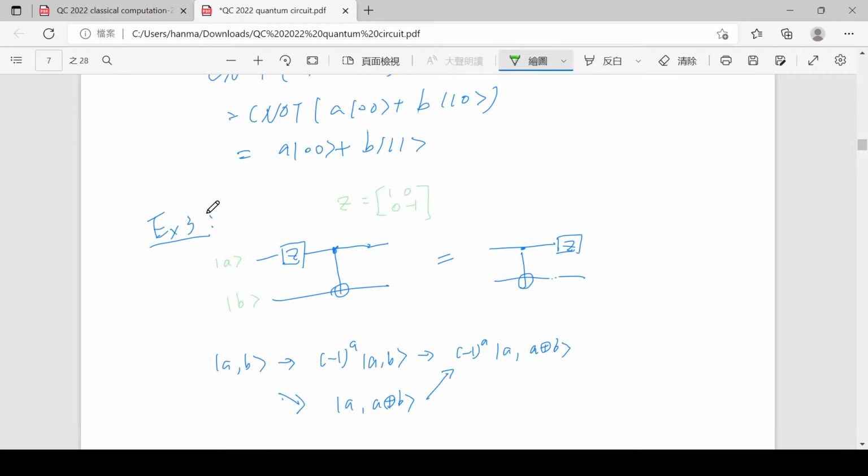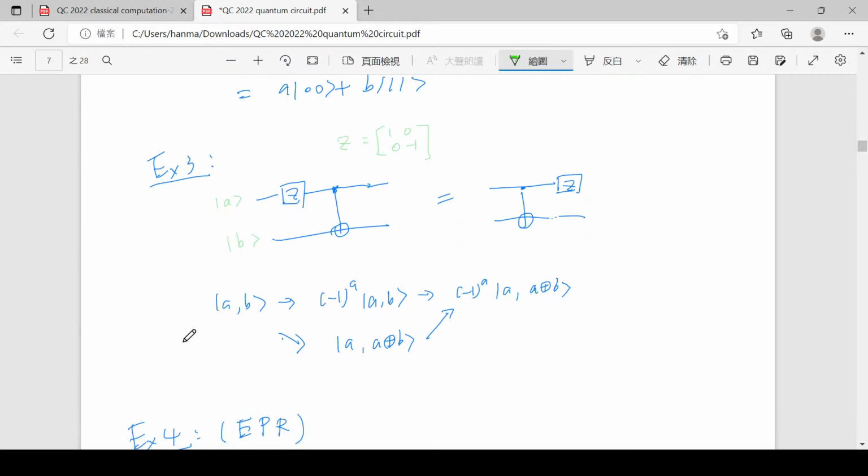Okay, the third example is another circuit identity where we show the Z gate commutes with the control qubit of the C naught. If you apply Z here, then apply a C naught like this, it is the same as applying C naught and then applying Z. And we've seen this many times. So we only check how they work on computational basis states.